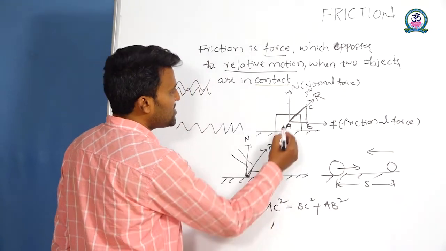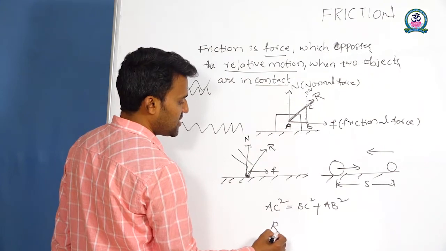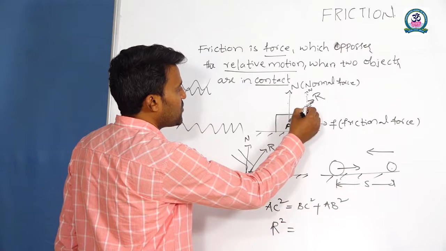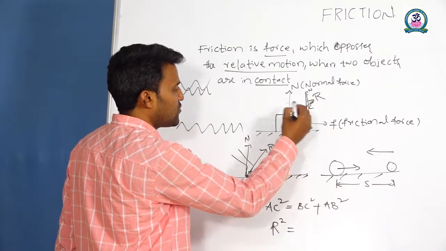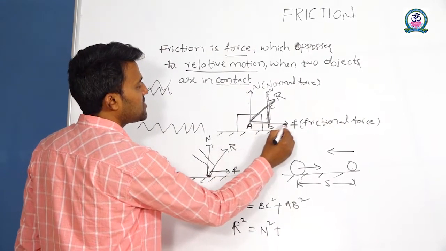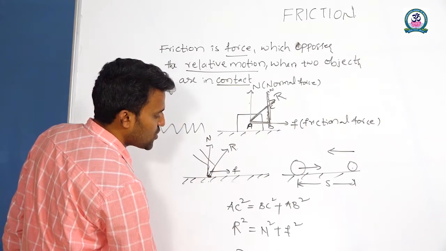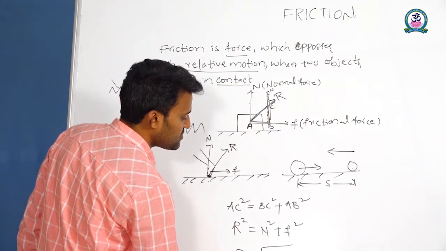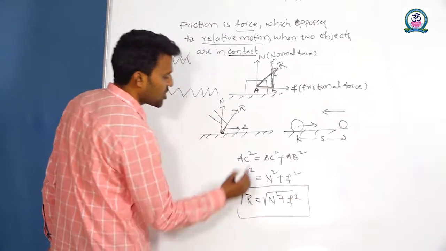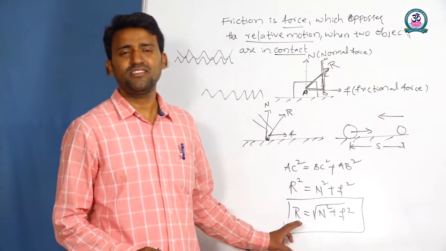Now AC is nothing but the reactional force, so I am writing R square. That is equal to BC, which is nothing but the normal force, N square, plus AB, which is the frictional force, F square. Then R is equal to the square root of N square plus F square. So R is equal to the square root of N square plus F square in this final equation.